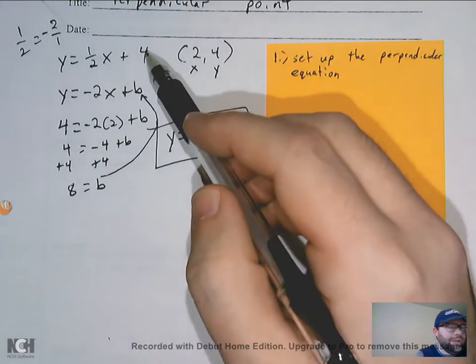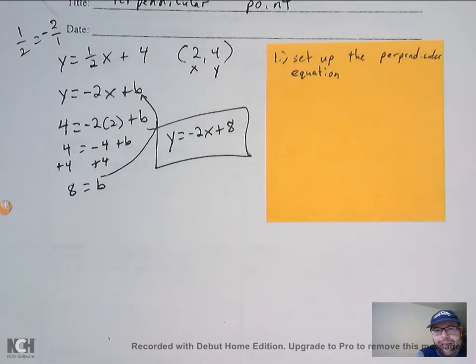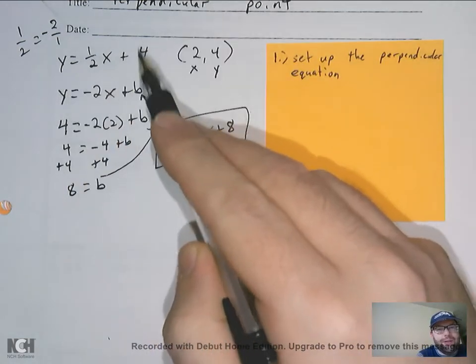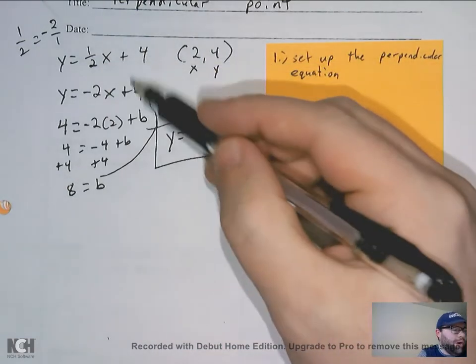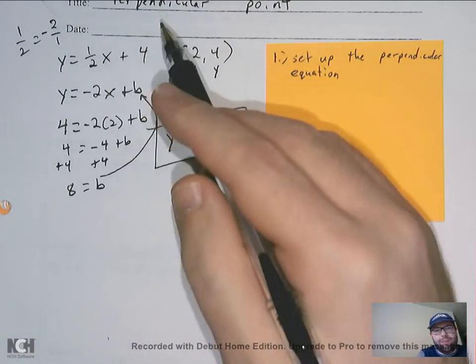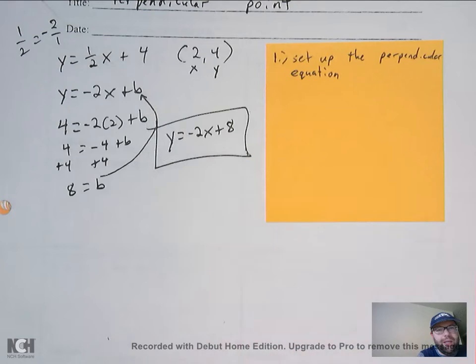Biggest mistake students make is they like to hang on to this original y-intercept. Do not hang on to this original y-intercept. It's gone. You don't know what the y-intercept is, so you're just replacing that with b when you set up your original perpendicular equation.